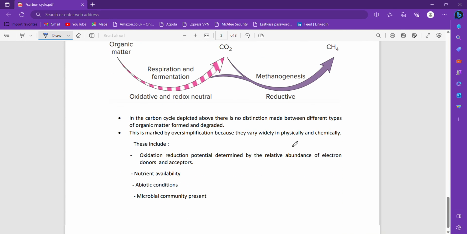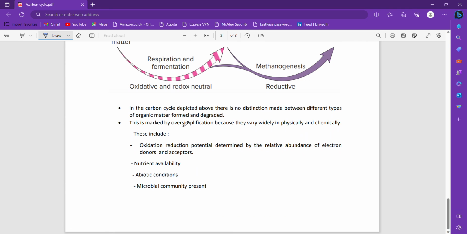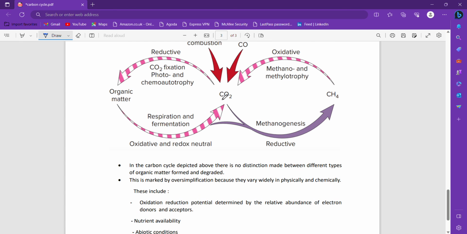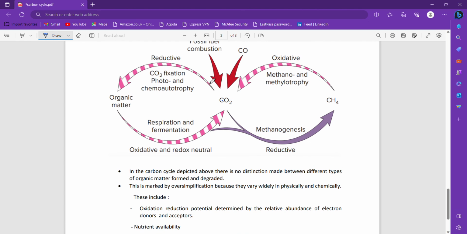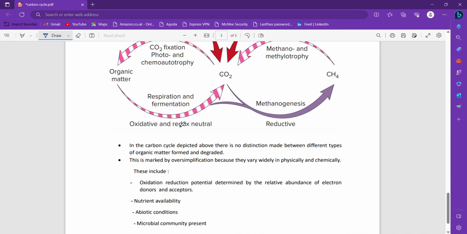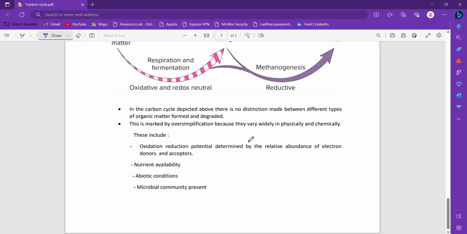And in the carbon cycle depicted above, there is no distinction made between the different types of organic matter formed and degraded. Here you can see no amount of carbon is degraded, no difference you can see here. And this is marked by oversimplification because they vary widely physically and chemically. So what they include: oxidation reduction potential, which is determined by the relative abundance of electron donors and acceptors. That's why reduction and oxidation occur. Then availability of nutrients, abiotic conditions, and the microbial community present. This whole process helps in your carbon cycle.